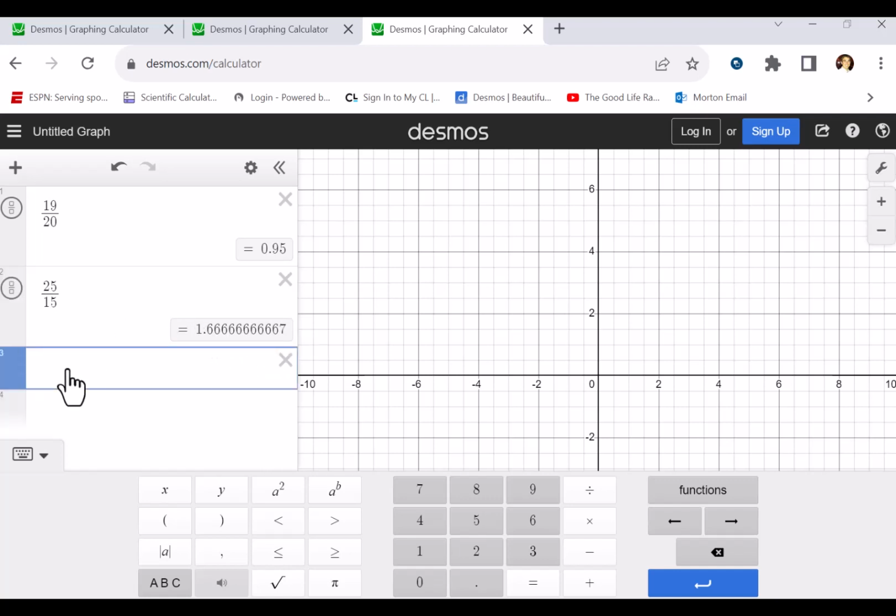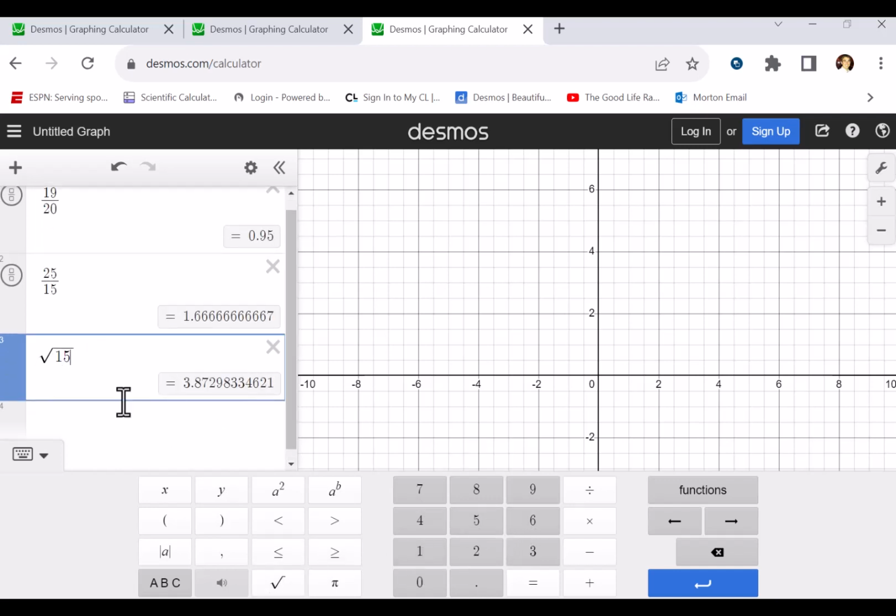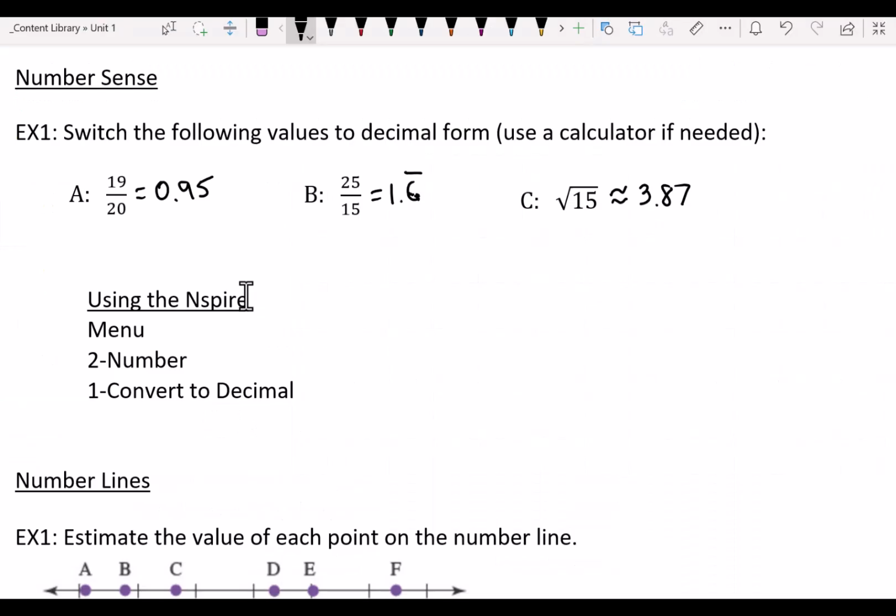Click another entry line to type in the square root of 15. And there you have it, it's roughly 3.87. And notice as I wrote my numbers, right here we've got 0.95 because it's the exact value. This is the exact value as well when I have it set equal to 1.6, but it's got a bar over it. That bar means that that 6 was repeating constantly forever. And then the squiggly equal sign means an approximation. So I rounded this one to 3.87.